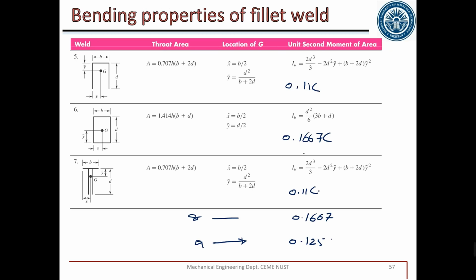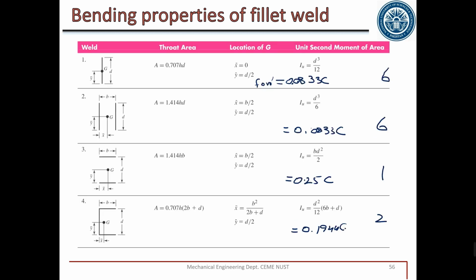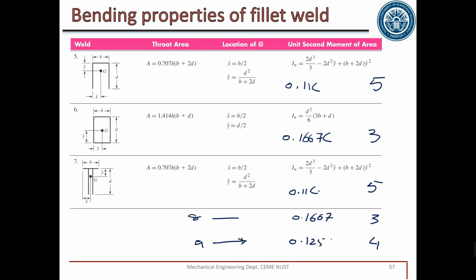For the fifth one it is rank 5. This is rank 3. This is rank 5 again. This is rank 3, and this has a rank of 4. So if we have a case of bending and we have a cross-section area of A cross A, then the best choice to use is this parallel weld. And this square weld is at rank 3.